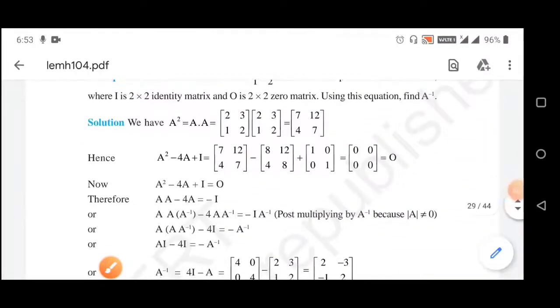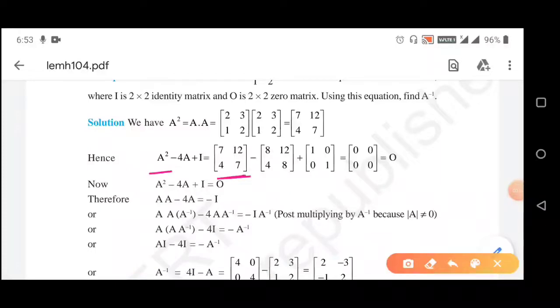Now in place of A square, we have written this matrix, and minus 4A means the matrix A is multiplied by 4. So if it is multiplied by 4, then every element of A will be multiplied by 4. So 4A is this matrix, plus I. So I is the identity matrix, which is a 2 by 2 matrix. Now O is the zero matrix and it is also a 2 by 2 matrix.